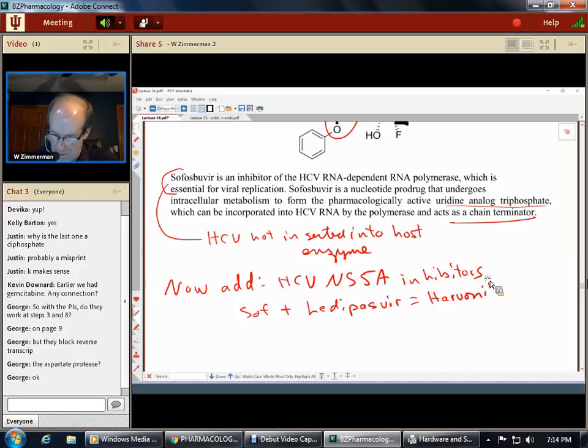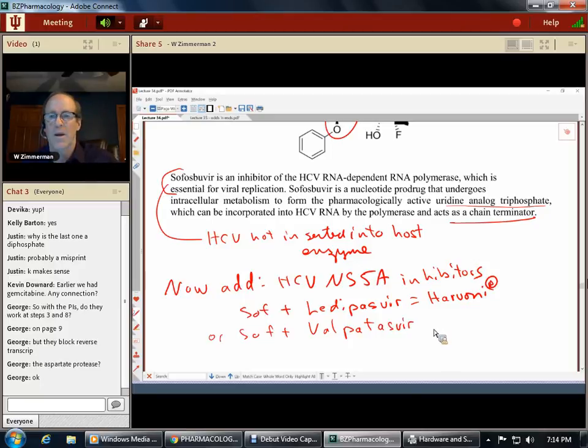And Harvoni's actually stayed around a little bit longer than some of these others that we've had curative, but then we keep getting curative more quickly, curative with fewer side effects. Or you can have the sofosbuvir, and now another NS5A inhibitor has come out, and it's called velpatasvir. That's very new. That's like less than a year. It's a new compound. It's probably going to put the Harvoni in for a run for its money.